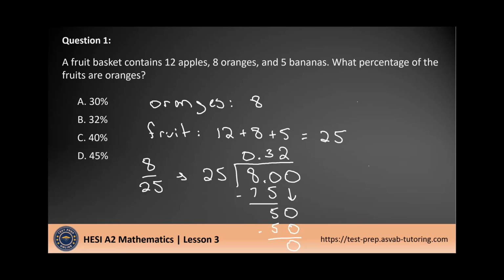We get 0.32. To turn that into a percent, we're going to move the decimal 2 places to the right. 1, 2. And we get 32%.